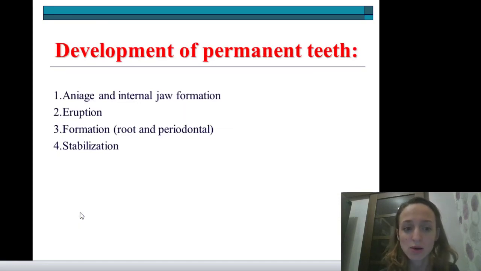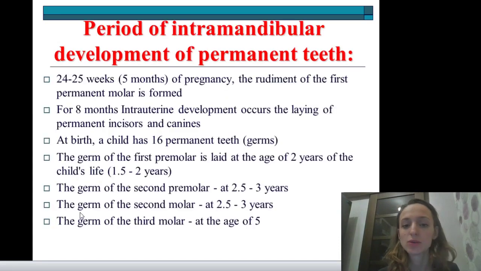Development of permanent teeth: also intramandibular jaw formation, eruption, formation of root and periodontium, and the 4th step is stabilization. We don't have resorption of the roots here. Period of intramandibular development of permanent teeth: at 24 to 25 weeks, which is 5 months of pregnancy, the rudiment of the first permanent molar is formed.